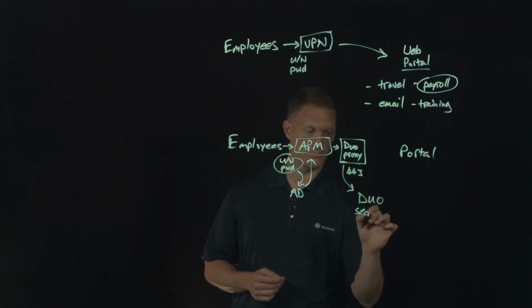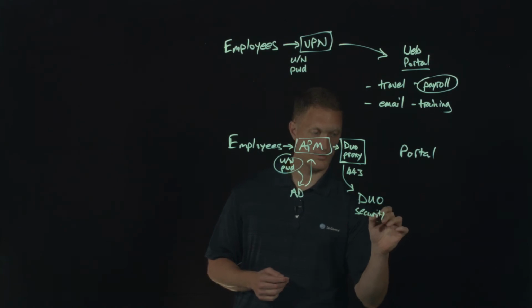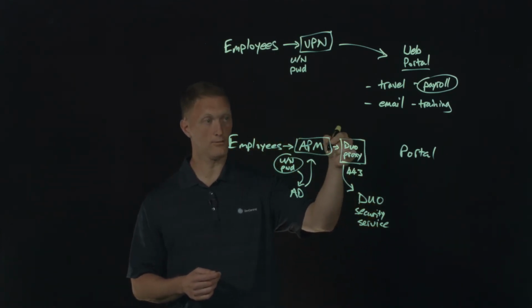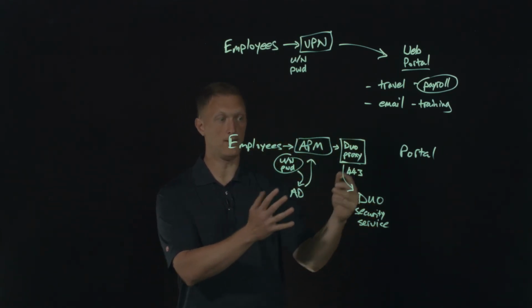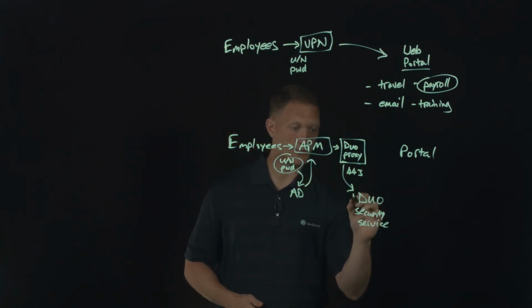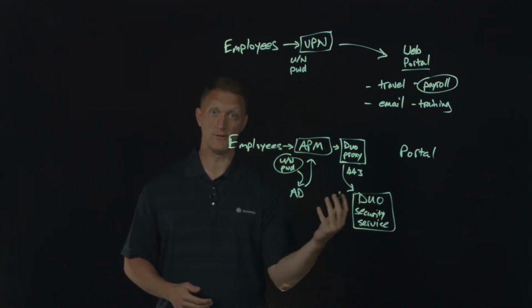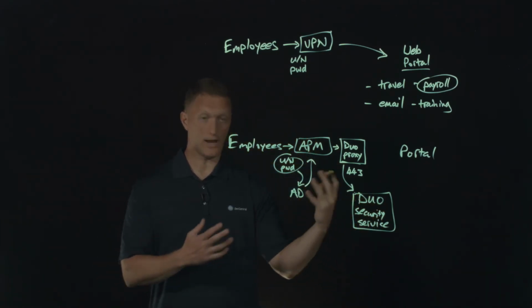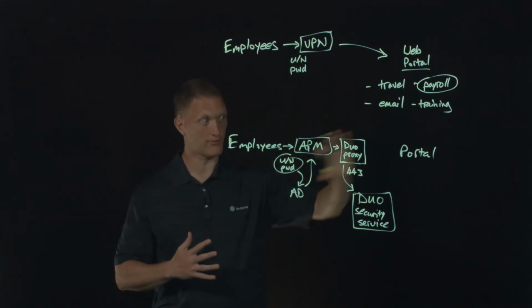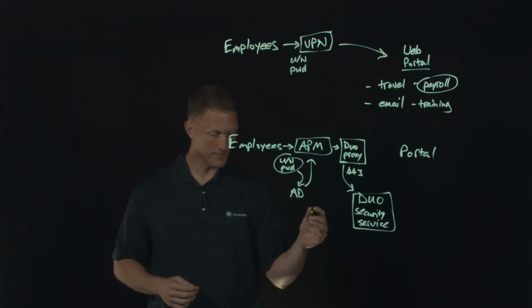So I'll just say Duo security service out here, and then this thing would say, hey, this user has been authenticated via APM, but we want to do this now multi-factor. We want to do this second thing. So the Duo security service would say, hey, user, I'm going to send you another challenge or another form of authentication that we need to get through before you're finally allowed back into the portal.